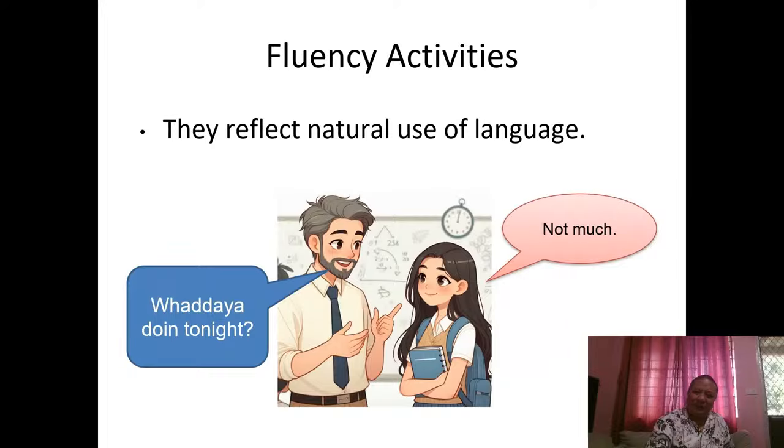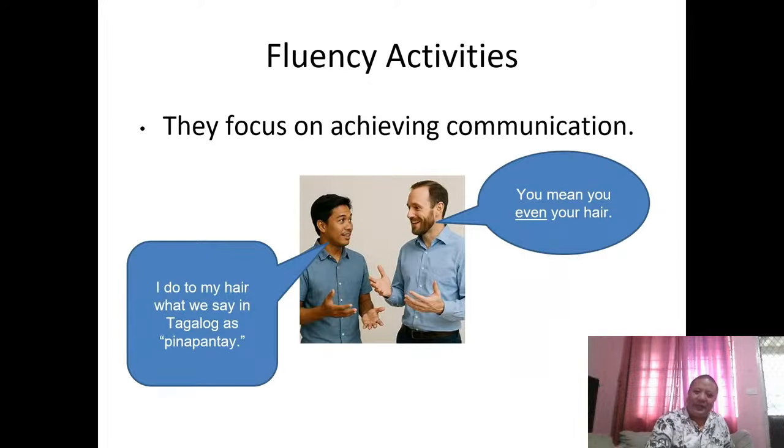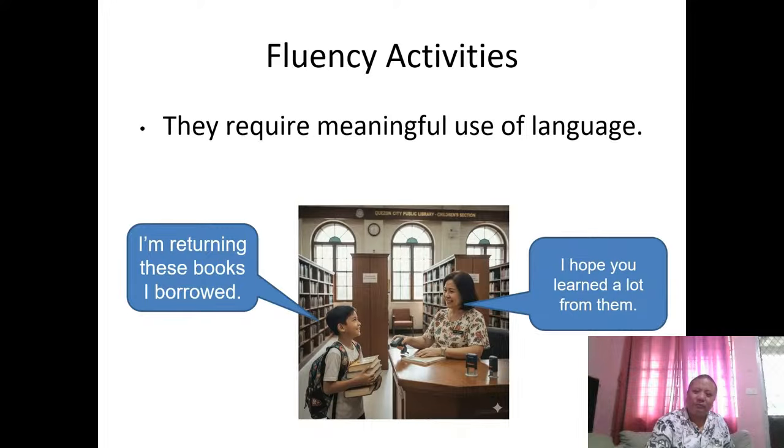Okay, fluency activities reflect natural use of language, and the focus is on being able to communicate, achieving communication. And fluency activities require meaningful use of language. It's not pretend, it's not out of context, rather, the language you use is actually meaningful. Like a child returning books: "I'm returning these books I borrowed." And the librarian replies, "I hope you learned a lot from them." So they're actually meaningful.